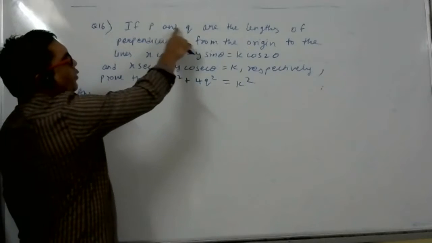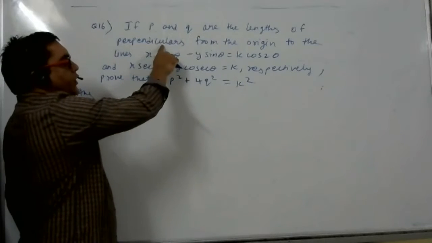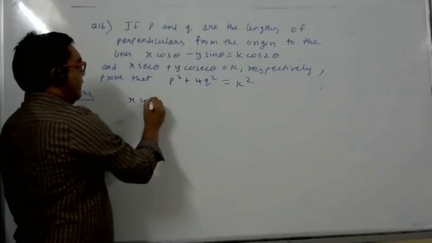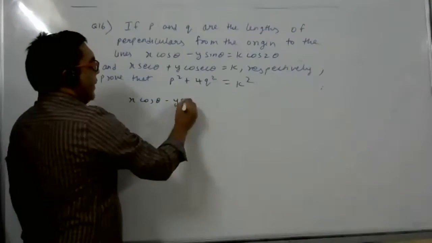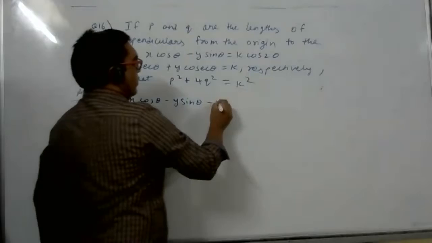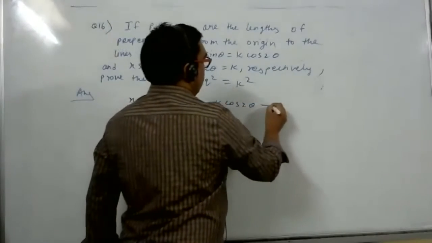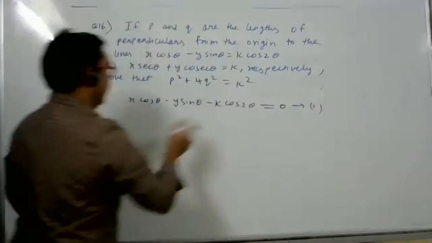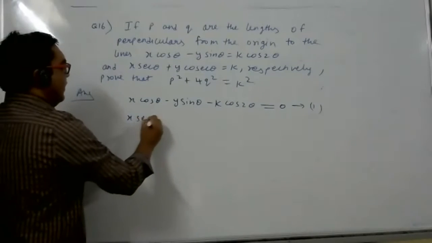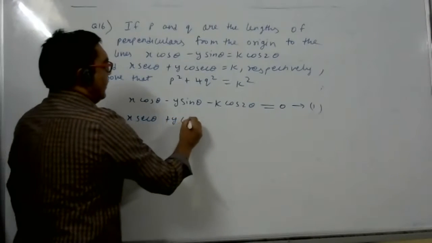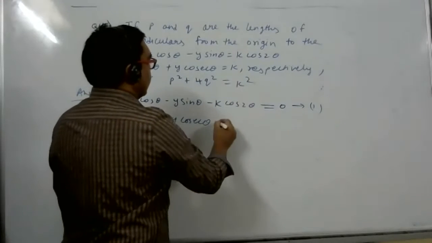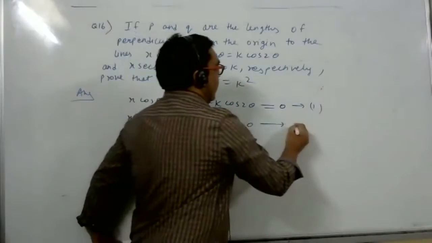Now see here, P and Q are the lengths of perpendicular from the origin to this line and this line. See here, I'll tell you. X cos theta. Sir, before proceeding, can't we expand cos 2 theta in the first equation? Wait. Let us not do something else. It is there, this one only. X sec theta plus y cosec theta minus k is equal to 0. See here, student, I'll check the question once again.